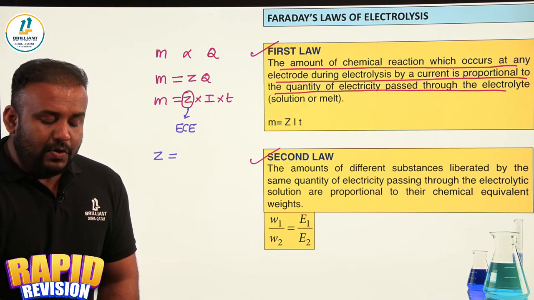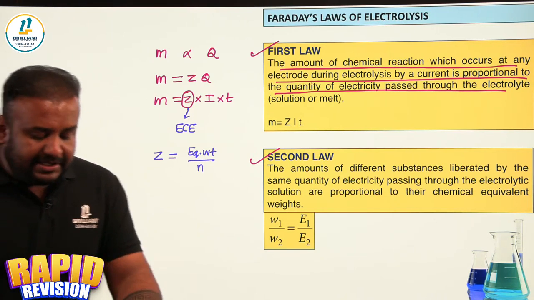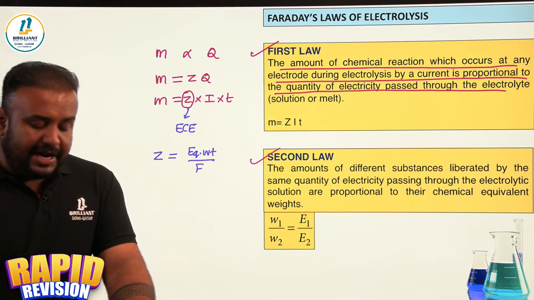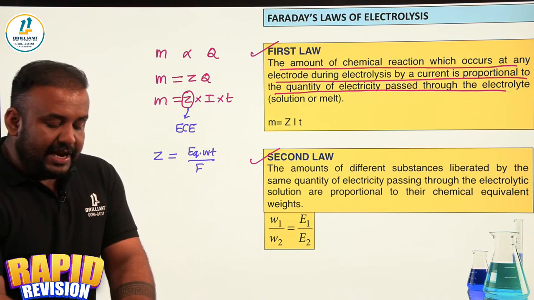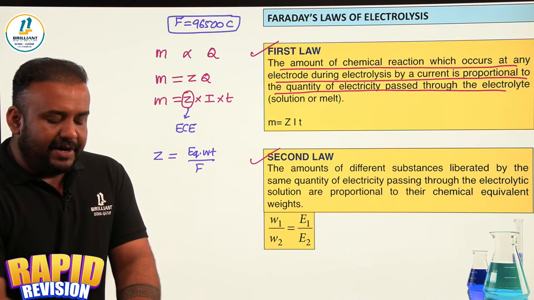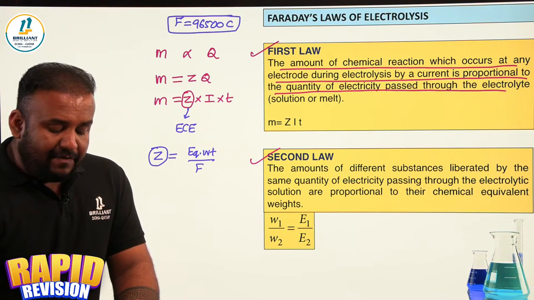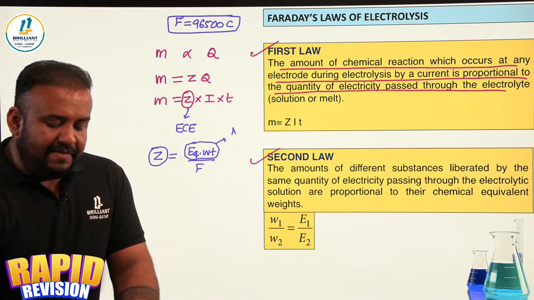Z is equal to equivalent weight divided by F. What is F? F is called Faraday's constant, whose value is 96,500 coulombs. And Z is the electrochemical equivalent. And what is equivalent weight? Equivalent weight can be found out by dividing the atomic weight by the N factor.